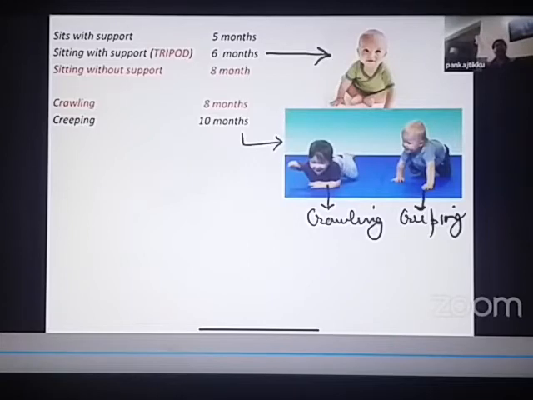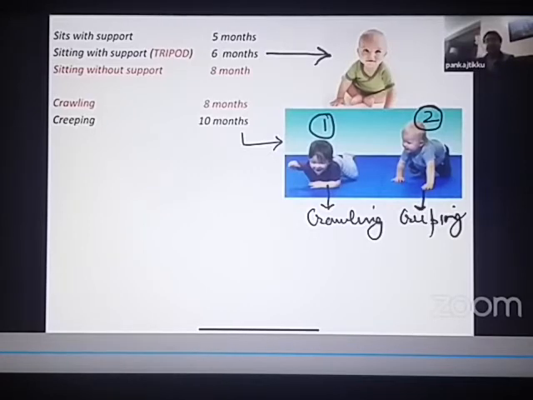It's very important to know about these milestones, how they look, because in PG entrance exams we have different types of pictures being given and they say this milestone is achieved at the age of. So if they show you this first picture, you should know this is a child who is not creeping, he is a child who is crawling. So a child crawls at the age of 8 months, but the child creeps, which is picture number 2, at the age of 10 months.